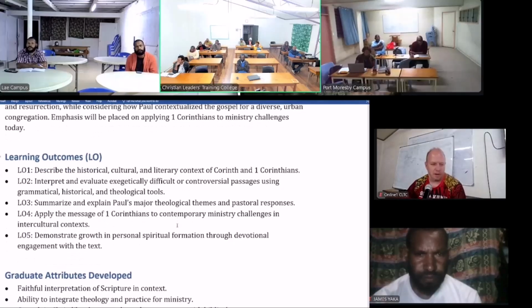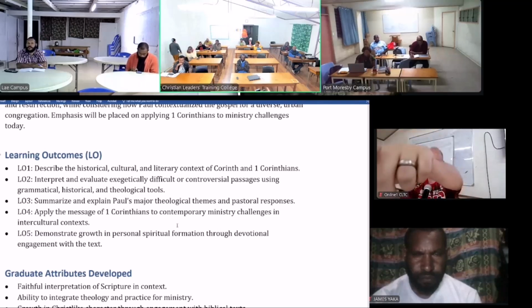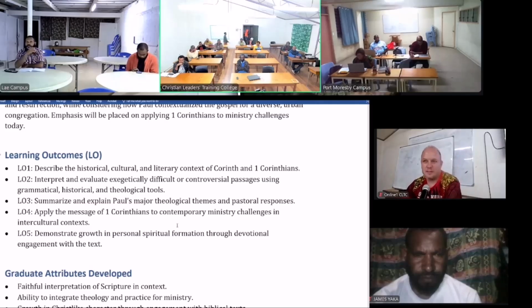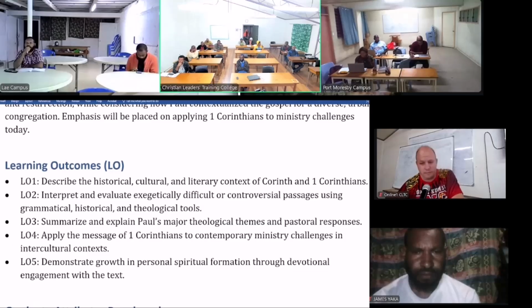Learning outcomes. Can we, the microphone's there. Can you start and read the first one and then pass the microphone? I can make it bigger. Where's my mouse? Sorry.